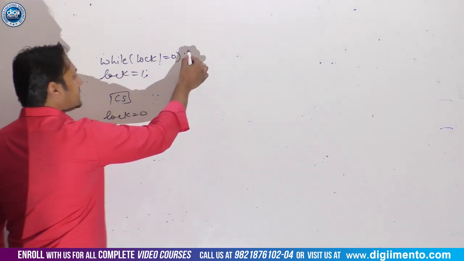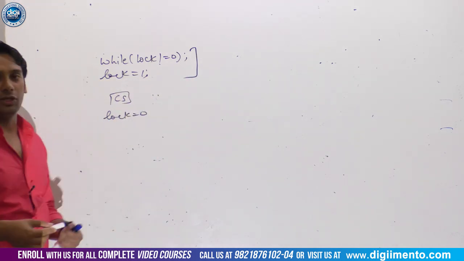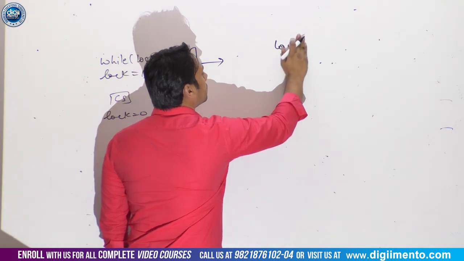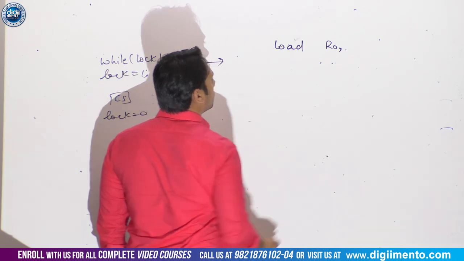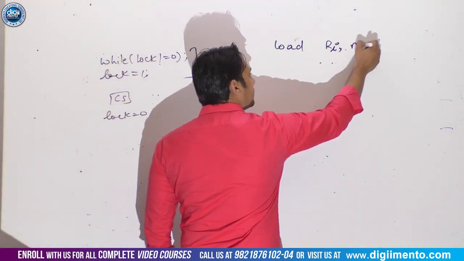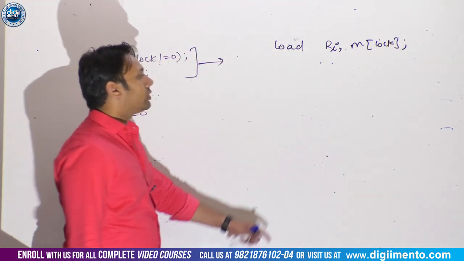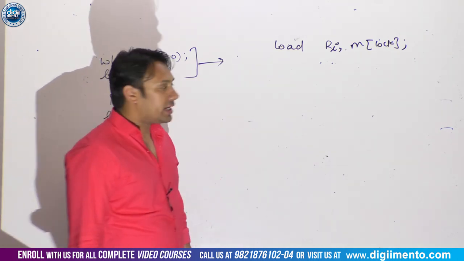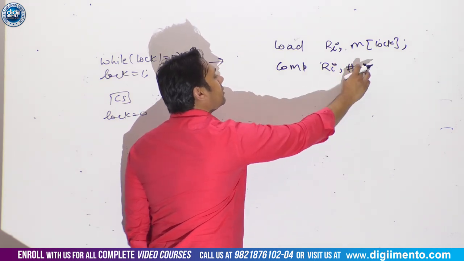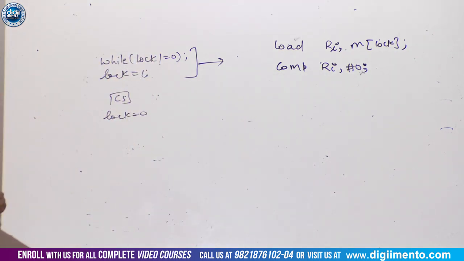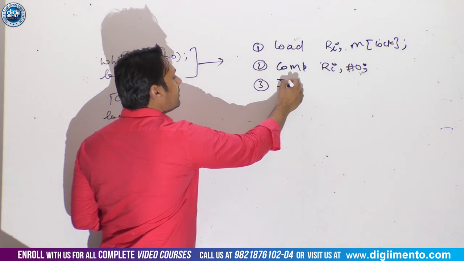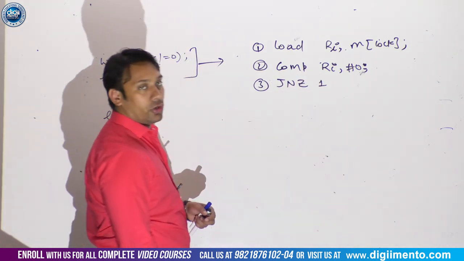Now, if you convert this statement into assembly code, how will this entry section look in assembly code? What you are going to do is load some register, R1, with the value of lock. So from the memory location of lock, you load the value of lock into this register R1. After this, you compare the value of register R1 with 0. You check whether this value is 0 or not. And then you jump if non-zero to step 1. Jump if non-zero to statement 1.